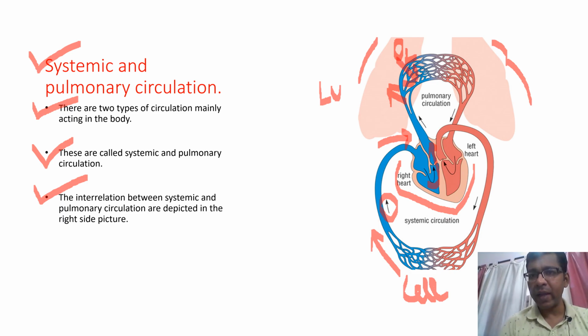Here the exchange has occurred. This oxygenated blood, shown in red, comes specifically into the left atrium and then the left ventricle, and then this blood via the major aorta spreads throughout the body to each and every cell. So this is how pulmonary circulation and systemic circulation are interrelated. Hope you all have understood.